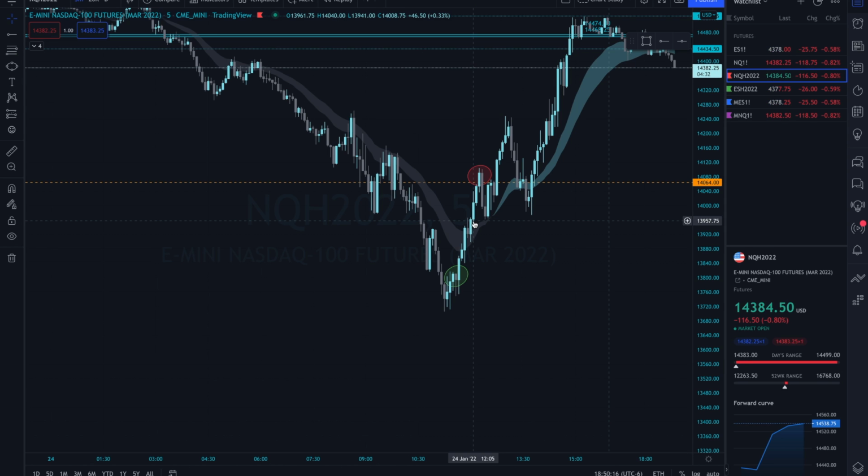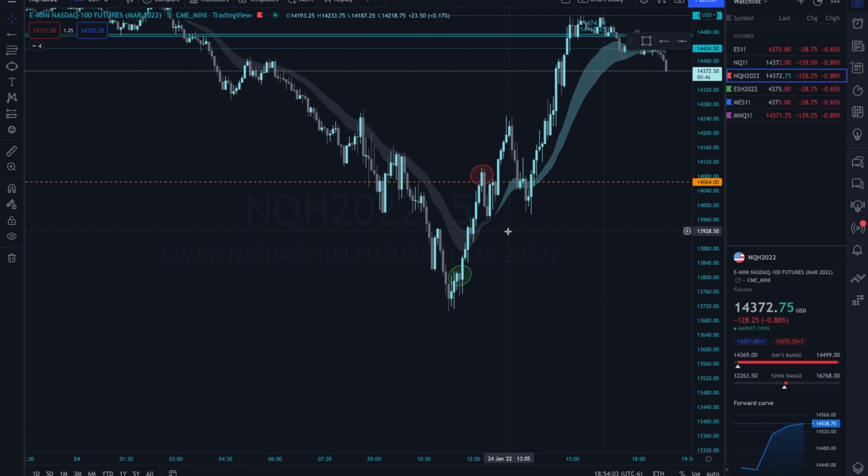And luckily, I got that opportunity around 11:40, somewhere around there. And I caught this trade right here, and I just let that trade run all the way until the 0.64 area. Let's go ahead and look at this trade.